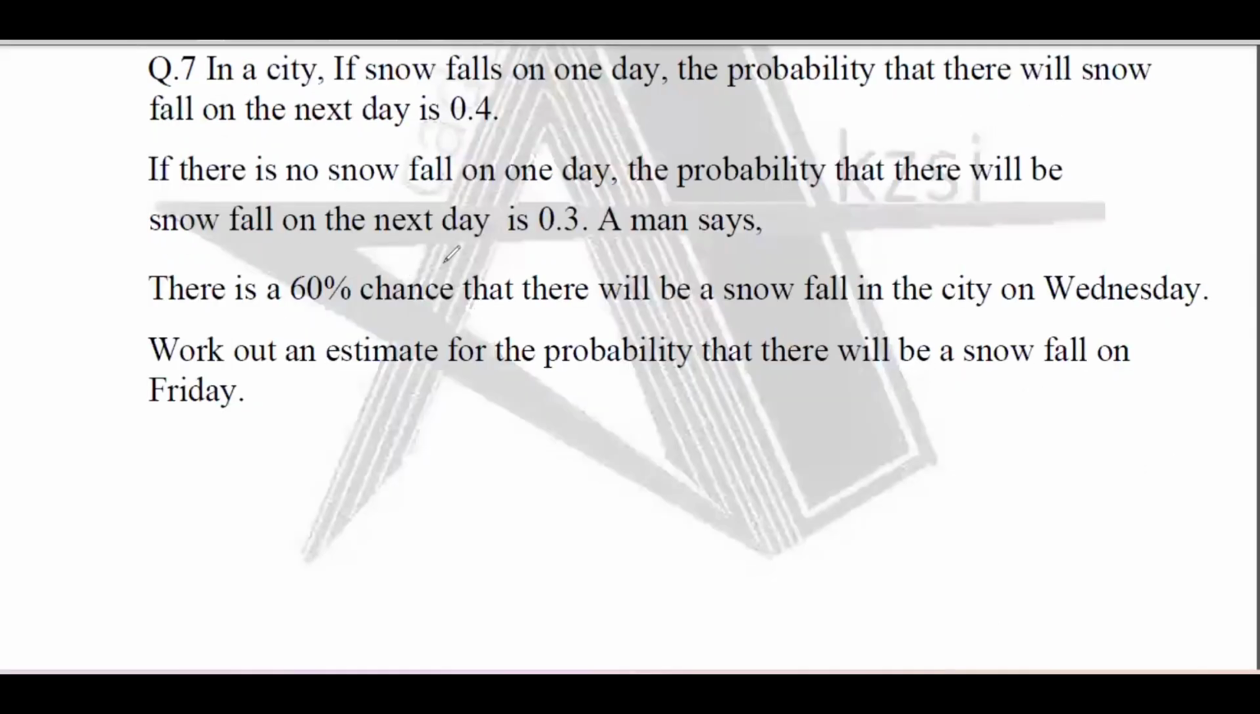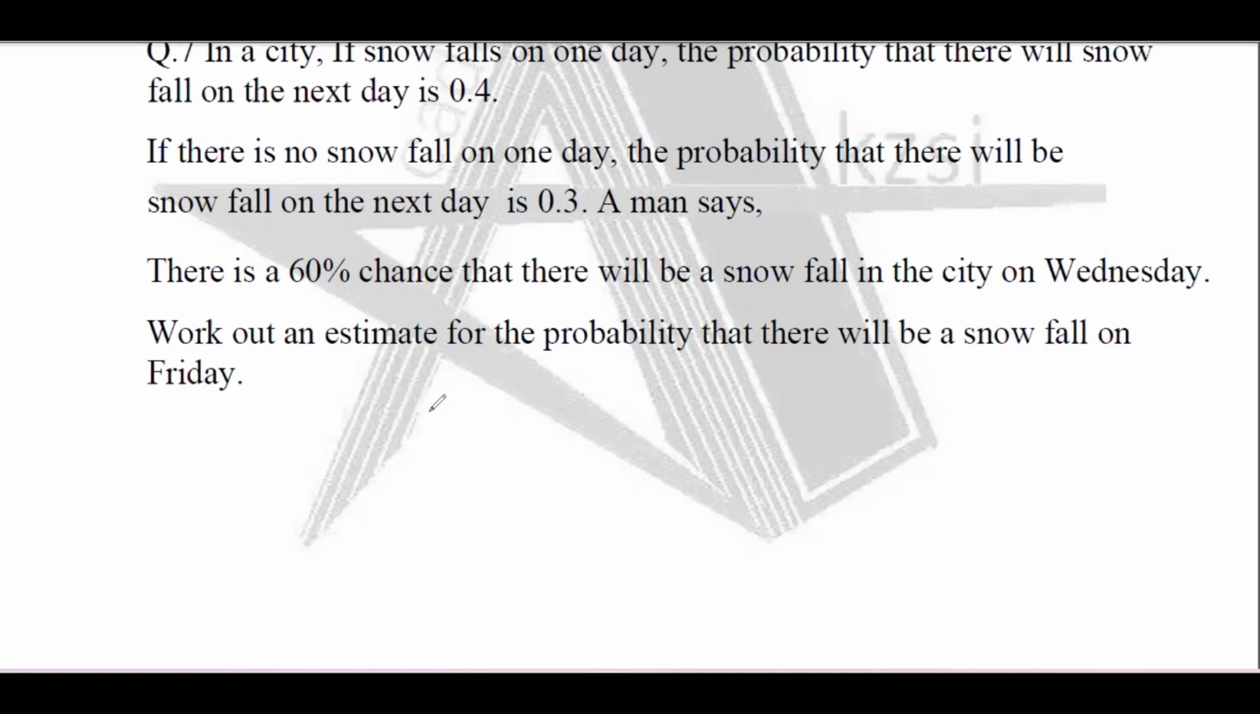In a city, if snow falls on one day, the probability that there will be snowfall on next day is 0.4. If there is no snowfall on one day, the probability that there will be snowfall on next day is 0.3. A man says there is 60% chance that there will be a snowfall in the city on Wednesday. Work out an estimate for the probability that there will be a snowfall on Friday. Clearly, it says that the probability of snowfall on Wednesday is 60%. So we have to make 3 columns for Wednesday, for Thursday, and for Friday.